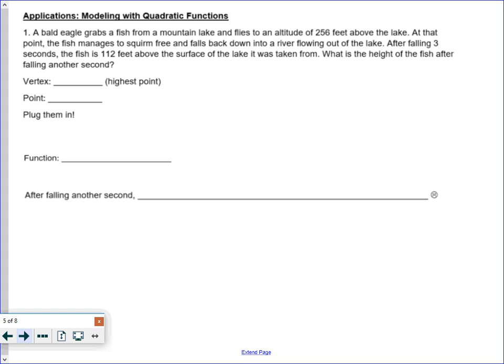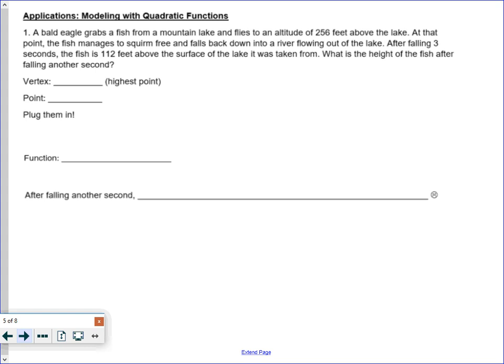So in this problem, it's saying there's a bald eagle, it grabs a fish from a mountain lake, and it flies to an altitude of 256 feet above the lake. At that point, the fish manages to squirm free and falls back down into a river flowing out of the lake. After falling 3 seconds, the fish is 112 feet above the surface of the lake it was taken from. So what is the height of the fish after falling another second? So it's asking us to find the height of the fish 1 second after the third second, so at the fourth second.